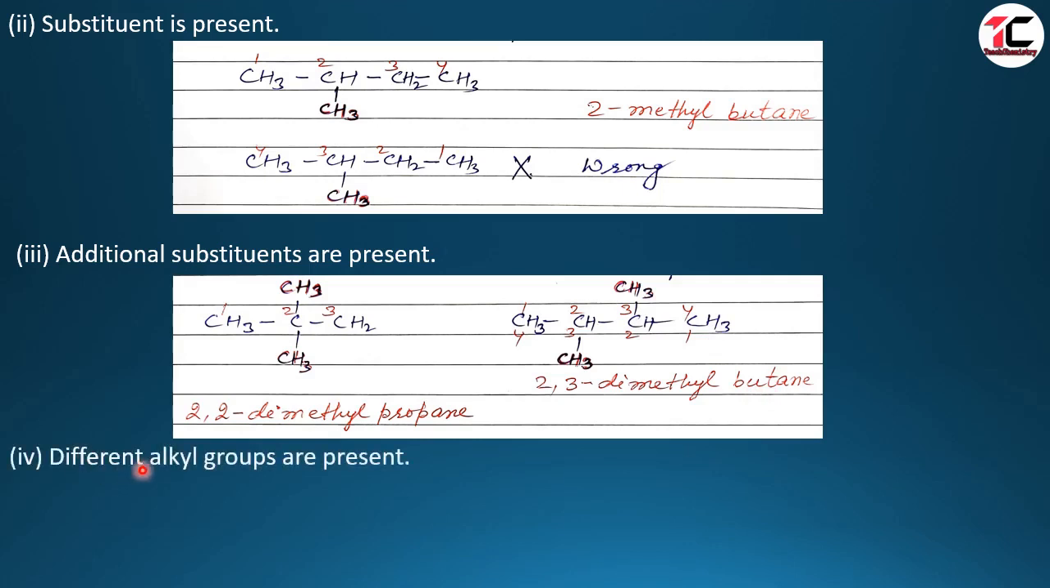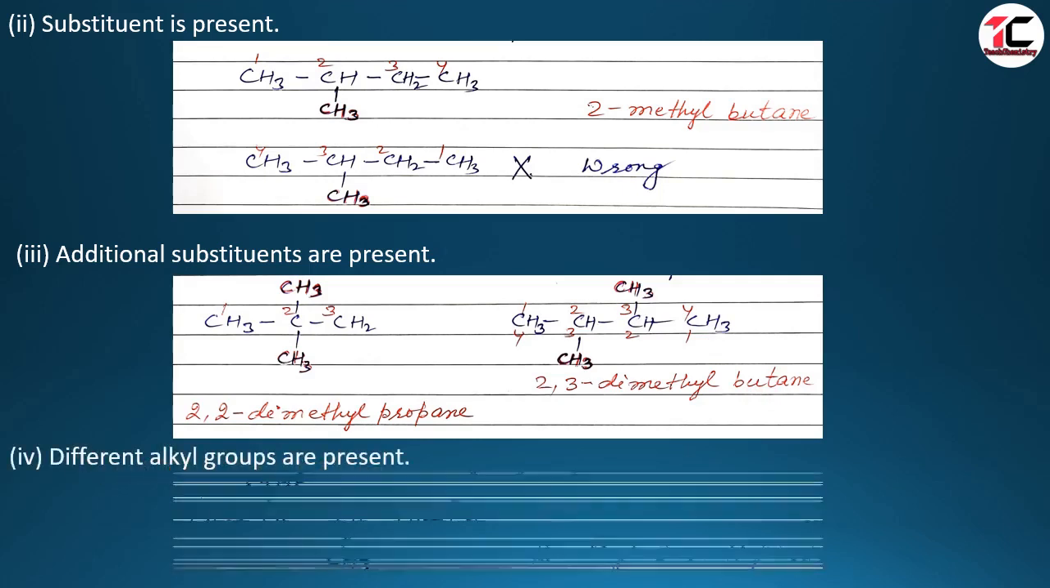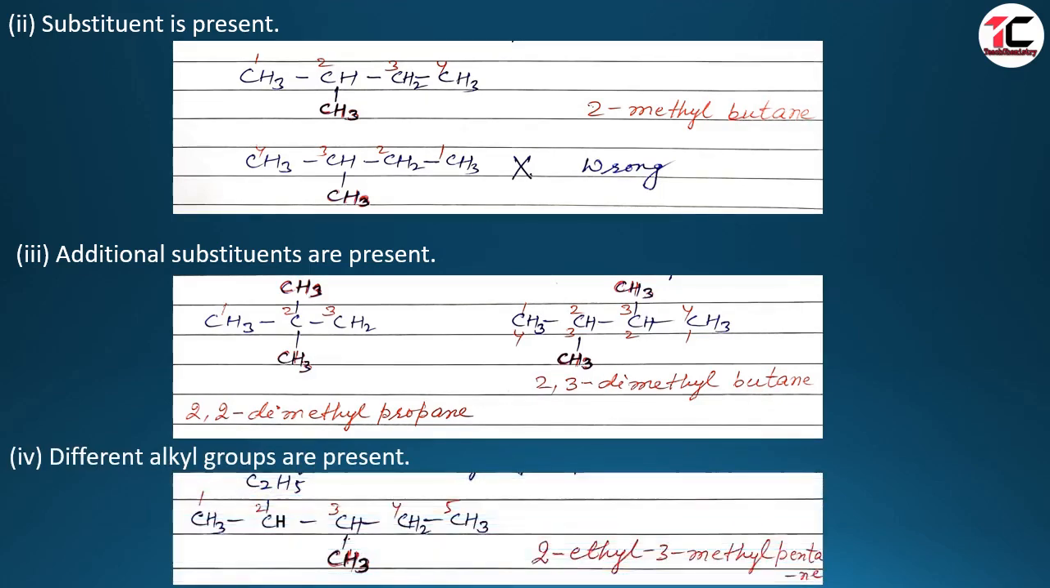If different alkyl groups are present, let us see in the diagram. Here is a chain of 5 carbon atoms, here is a methyl group and here is an ethyl group. So first we have to see from where we will start the numbering. Ethyl starts with the letter E, methyl starts with M, so we will give priority to E in alphabetical order. So we will number from this side: first, second, third, fourth, fifth.